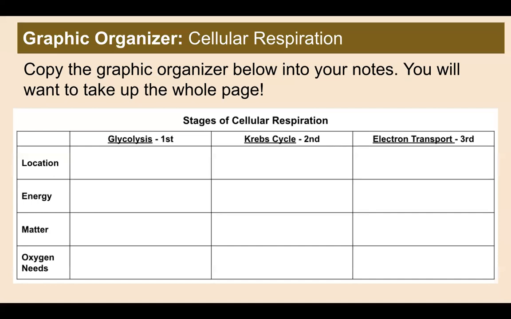Take a second and copy this graphic organizer into your notes. Make sure you take up the whole page so that you have plenty of space to compare and contrast glycolysis, the Krebs cycle, and electron transport across 4 criteria. So we're going to look at the location, the energy, the matter, and a new one for you, the oxygen needs. Oxygen becomes very important in cellular respiration, as you know, because you are currently breathing.